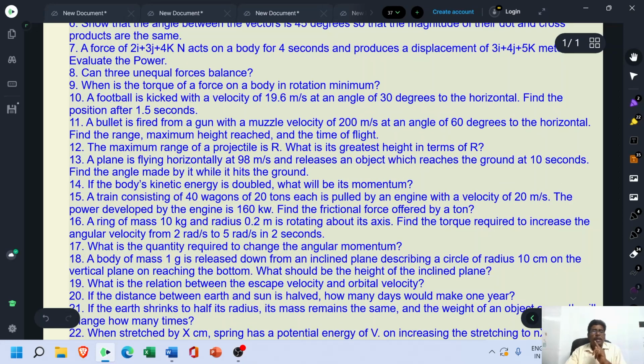Eighth question. Can three unequal forces balance? Ninth question. When is the torque of a force on a body in rotation minimum?